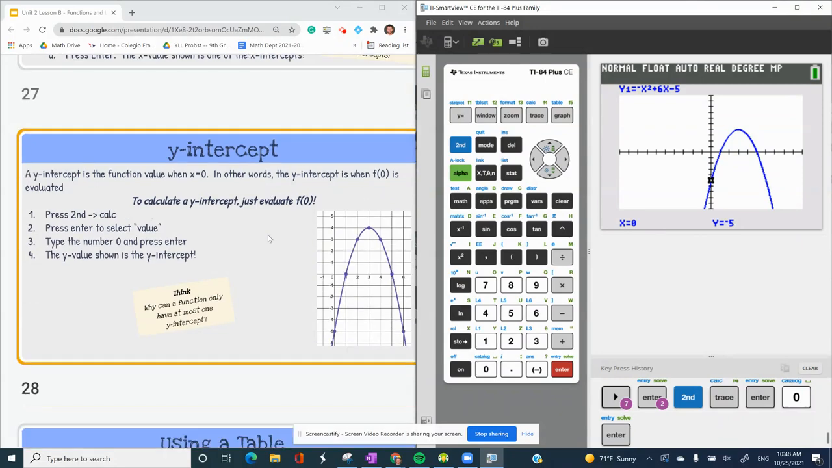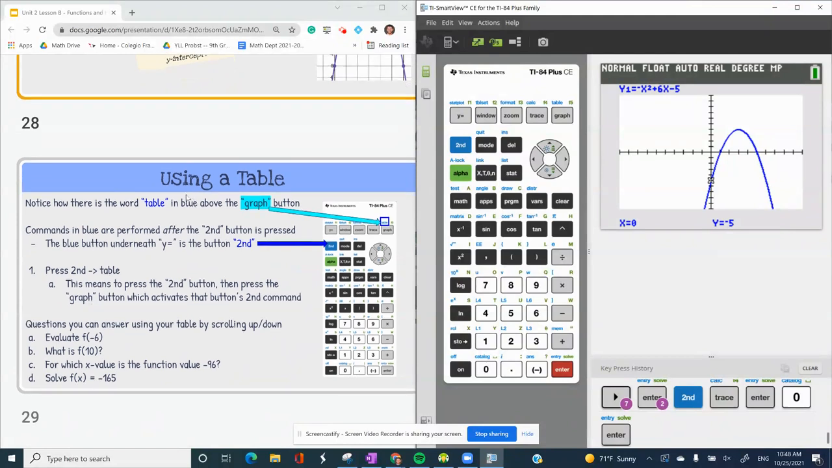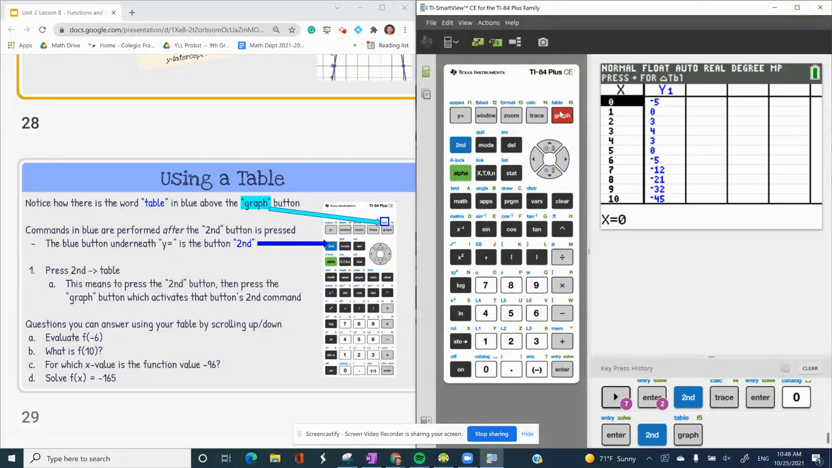Okay, there's actually one skill. I said that was our final skill, but there's actually one new final skill, using our table. Notice how there's the word table in blue above the graph button. So right here, blue table. Commands in blue, remember, they're performed after the second button is pressed. So that's the blue button underneath y equals. That's the second button. Let's press second table. Second table is the graph button. And look at this, a great table shows up.